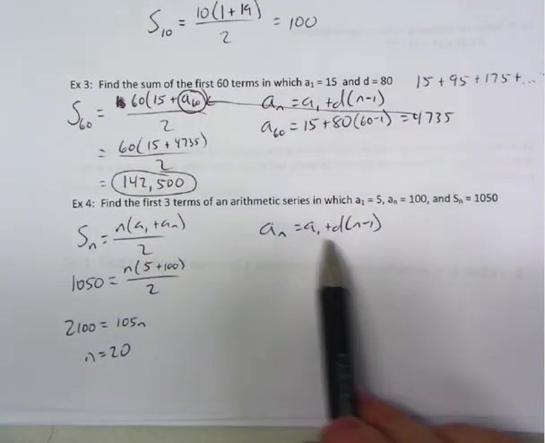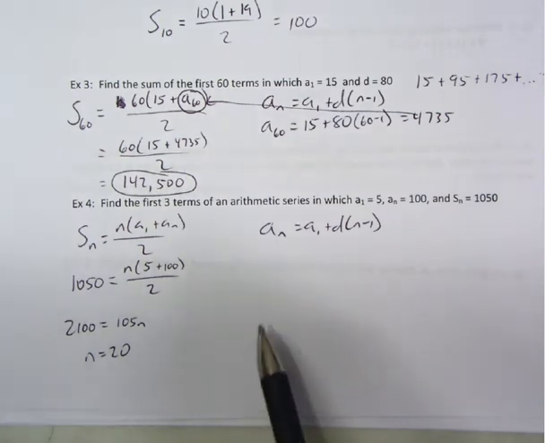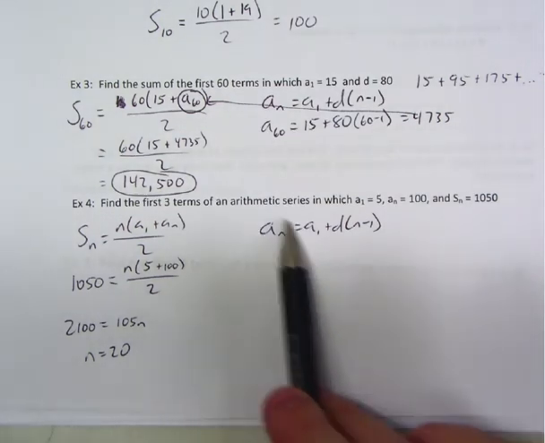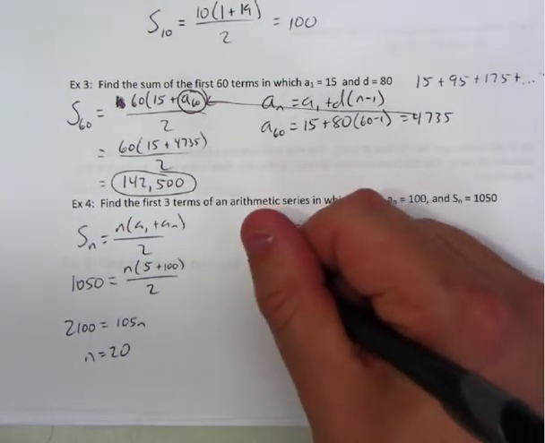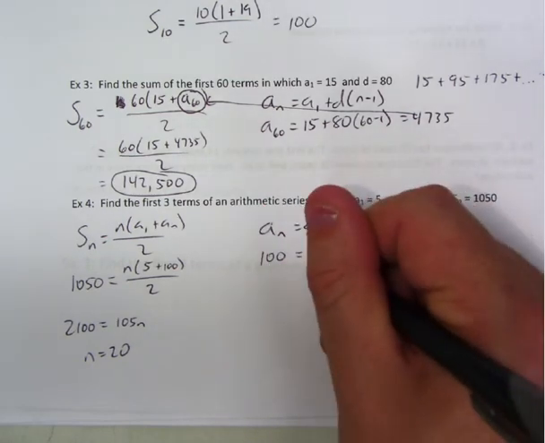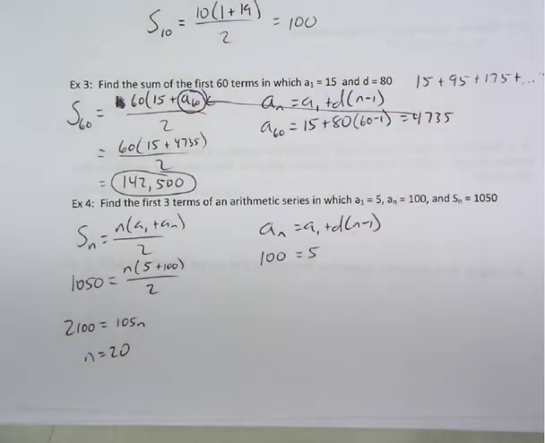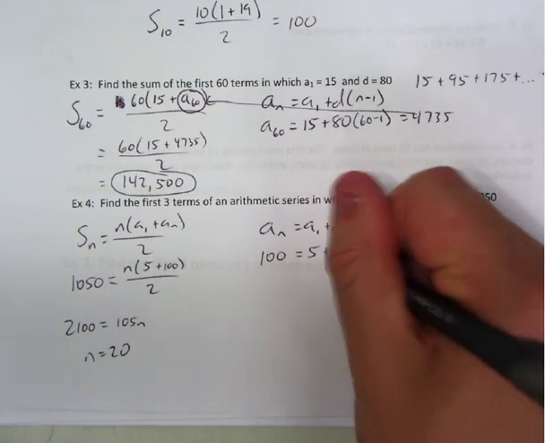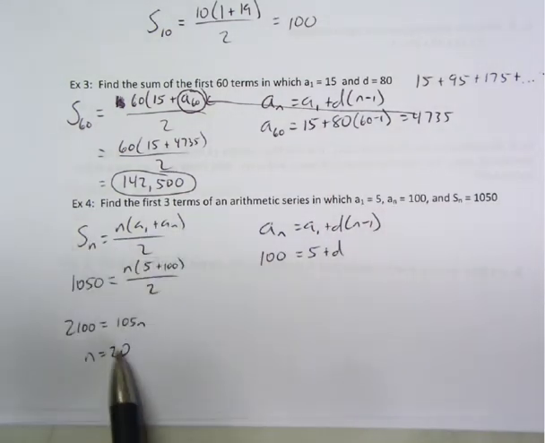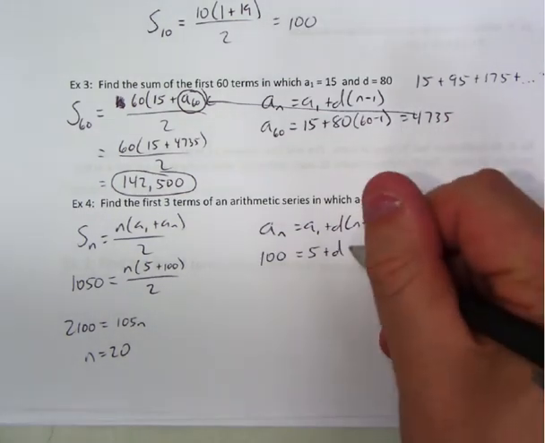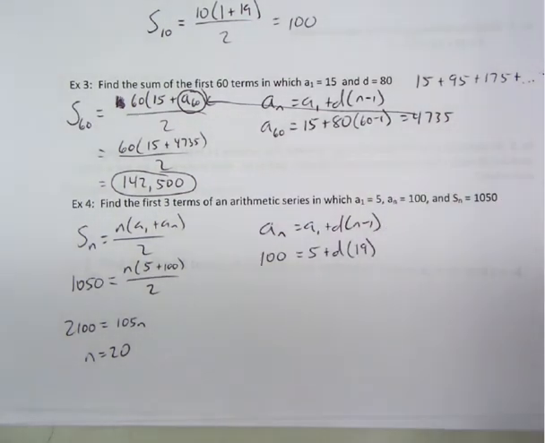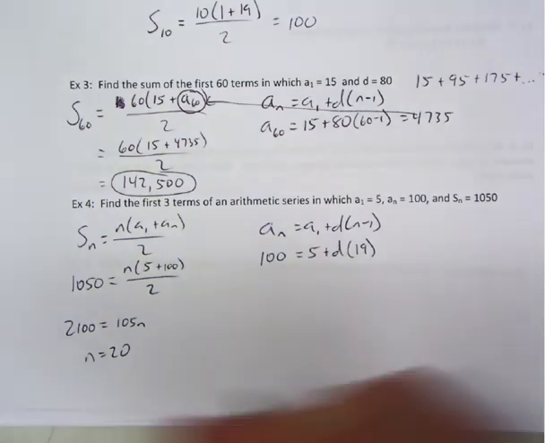Well, let's see now if I can jump over to this formula and see what I got. Well, I know A sub n is 100. They tell me that. I know the first term's 5. I don't know the common difference. That's what I'm after. But now, from using that first formula, I know n is 20. I know I was adding 20 numbers together. So plug 20 in for n. We get 19. So now we can solve this for the common difference. Subtract 5. So 95 divided by 19 is 5.